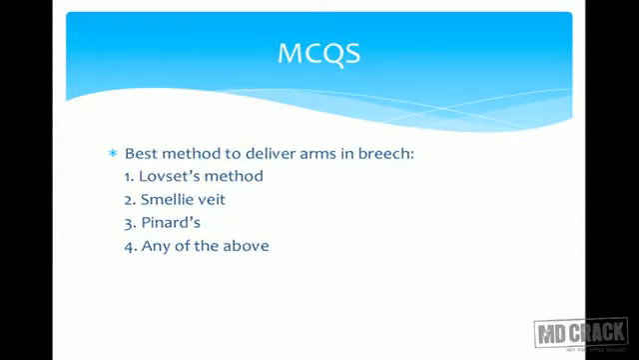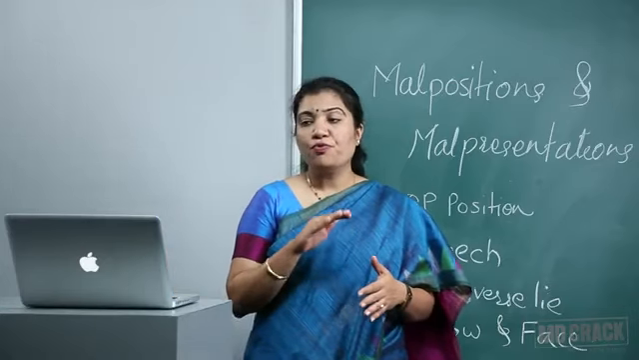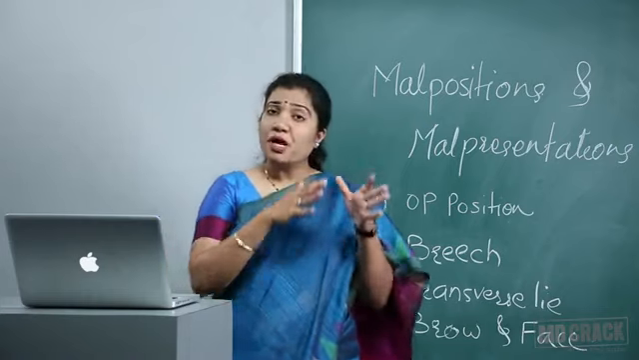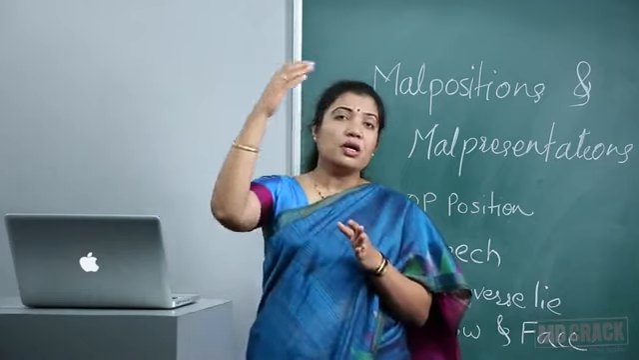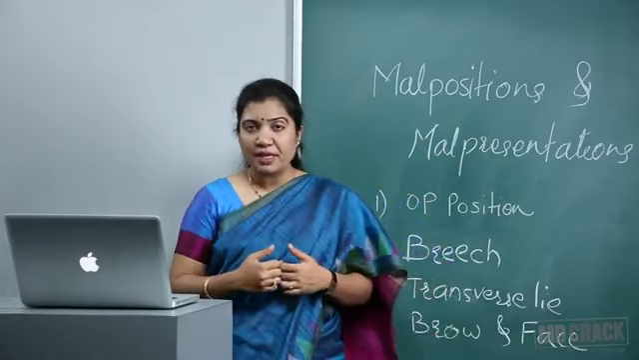Best method to deliver arms in breech. One is Lossett's, Smellie-Veit, Pinard's, and any of the above. Now, Smellie-Veit, we have seen that Mauriceau-Smellie-Veit was a method to deliver the aftercoming head of the breech. So that is surely not the method. Then Lossett's maneuver or method is used for delivering the arms. Now what is this method? If the arms are extended or around the face, there is a difficulty to deliver the breech. The shoulders may get stuck.